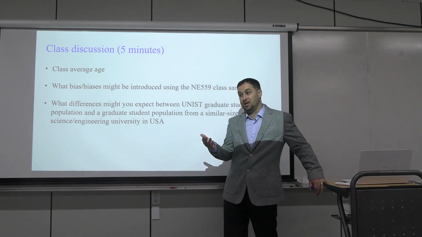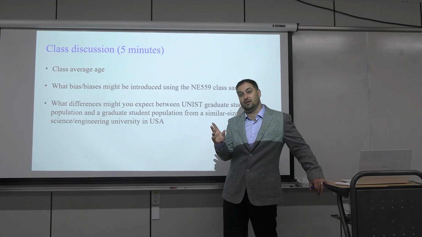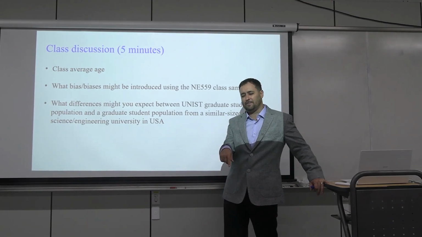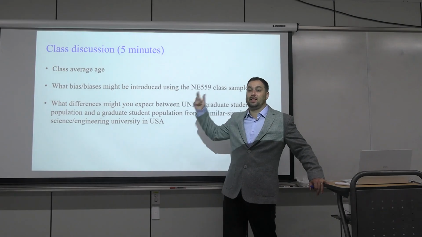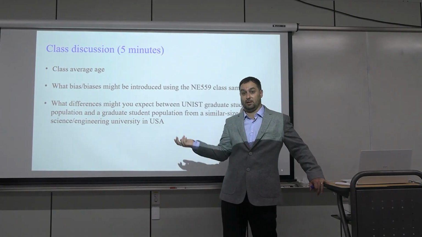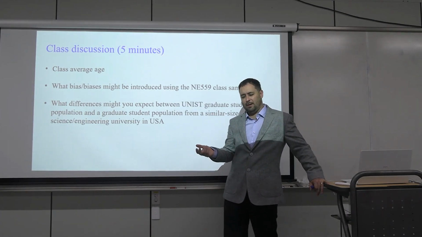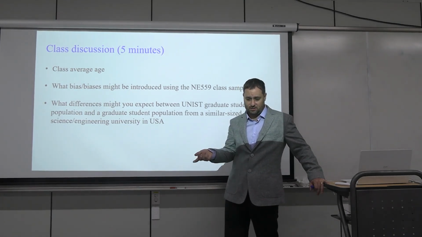Of the 20 students, about 16 are nuclear engineering students. These are biases relative to the graduate student population at UNIST. There are probably about 7 or 8 international students. I think there are 3 female students, 17 male students.